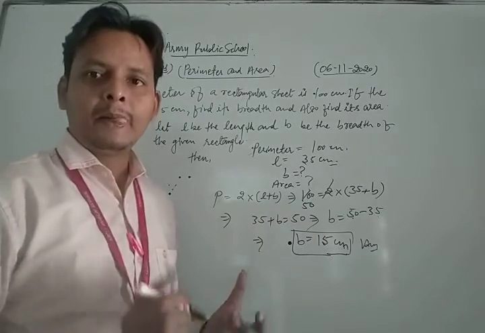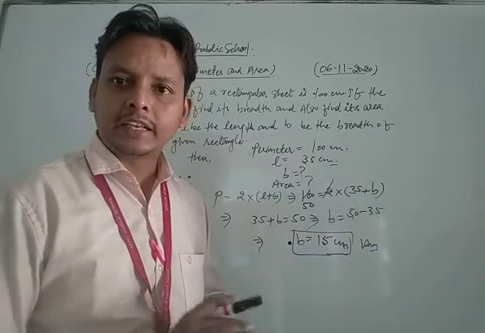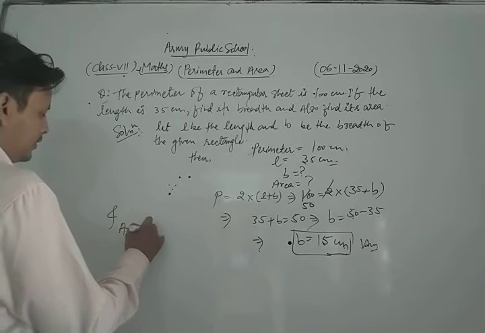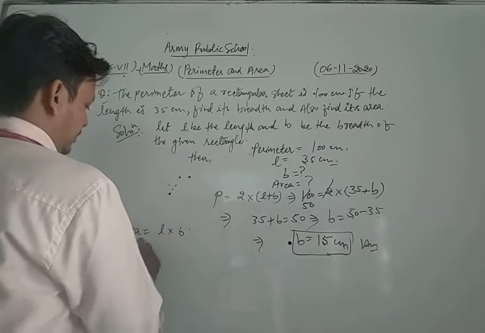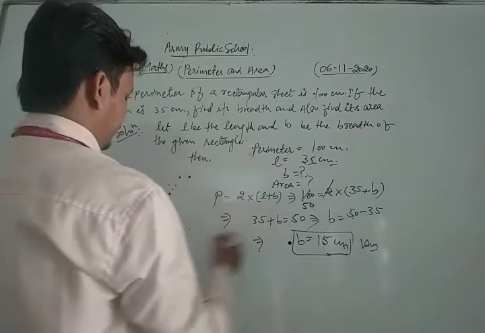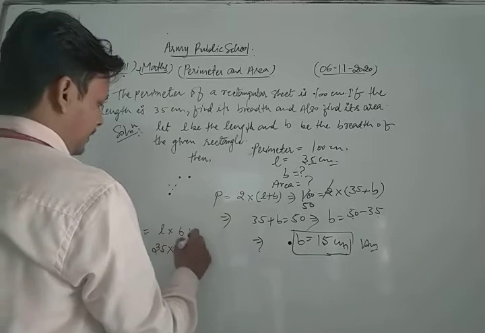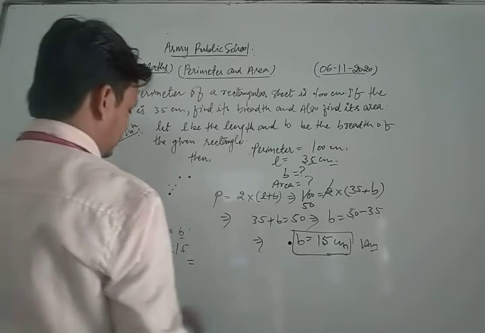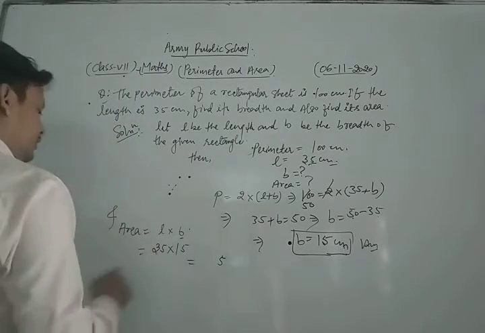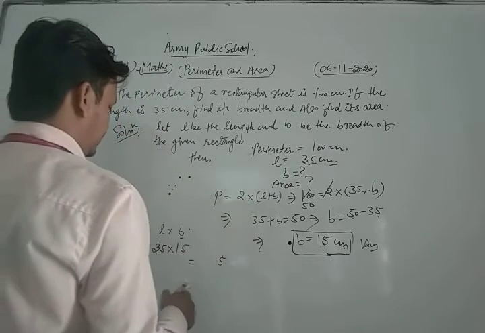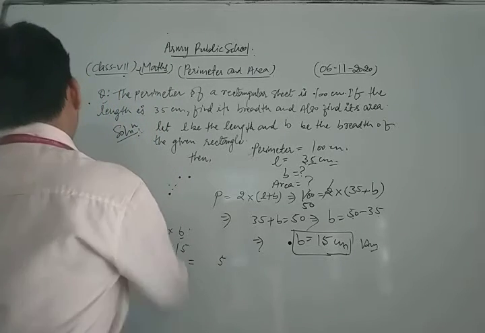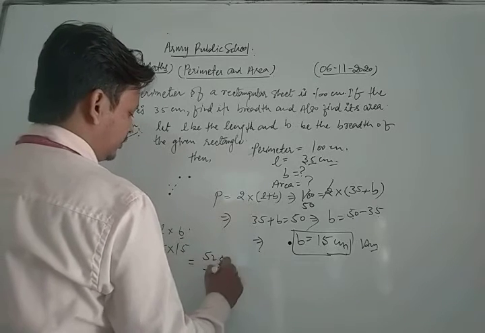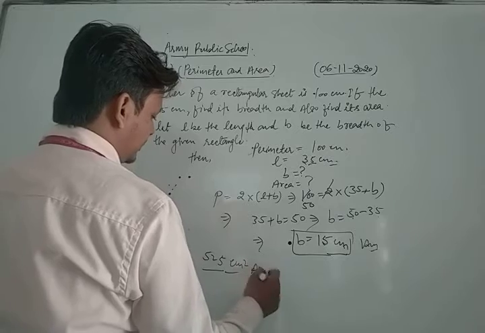Now we also find the area of the rectangle. Area is length into breadth. Length is 35, breadth is 15. Now multiplying them, we get 525 centimeters square. This is our required answer.